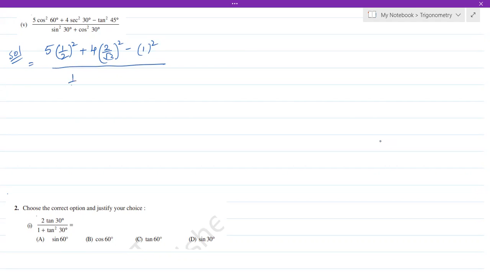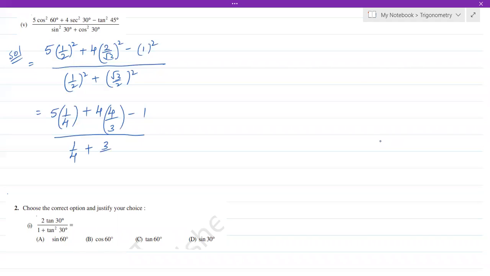Sine 30 is 1 by 2, the whole square. Cos 30 is root 3 by 2, the whole square. So 5 as it is, 1 by 2, the whole square will become 1 by 4, plus 4 as it is, 2 square is 4, root 3 square is 3, minus 1 square is 1, divided by 1 by 2, the whole square is 1 by 4, plus root 3 square is 3, 2 square is 4.